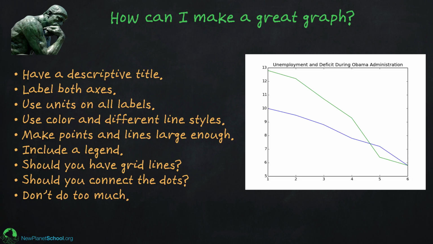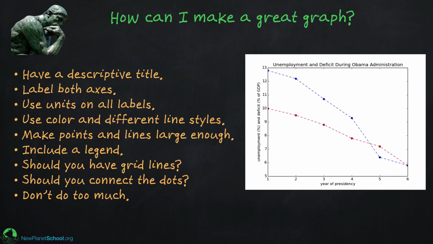But even if I put that title, it still doesn't tell you quite what I'm showing. So step 2, make sure you always label both of your axes and put the units on there. So here I have year and I have, for example, % of GDP. That's an important thing to do. Use color and different line styles.